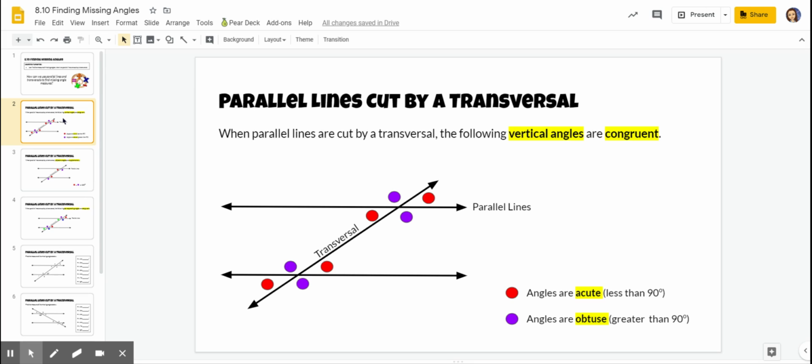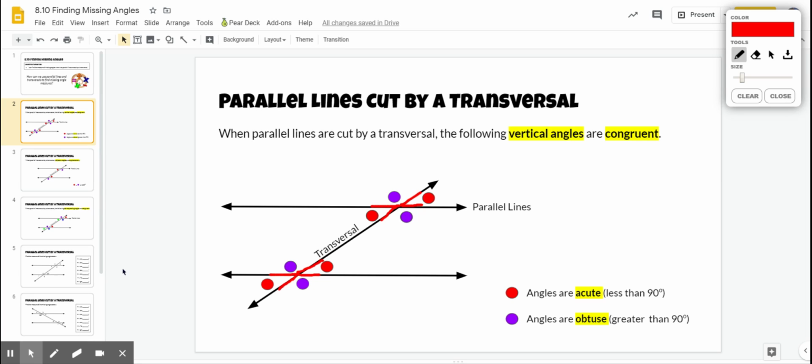that when parallel lines are cut by a transversal, we get some sets of vertical angles. And so if I look here, I can see that this angle here and this angle here are vertical angles. And so the measures of those angles are congruent, they are the same. Down here, we also have this angle that is red and this angle here that are vertical, so they are congruent.